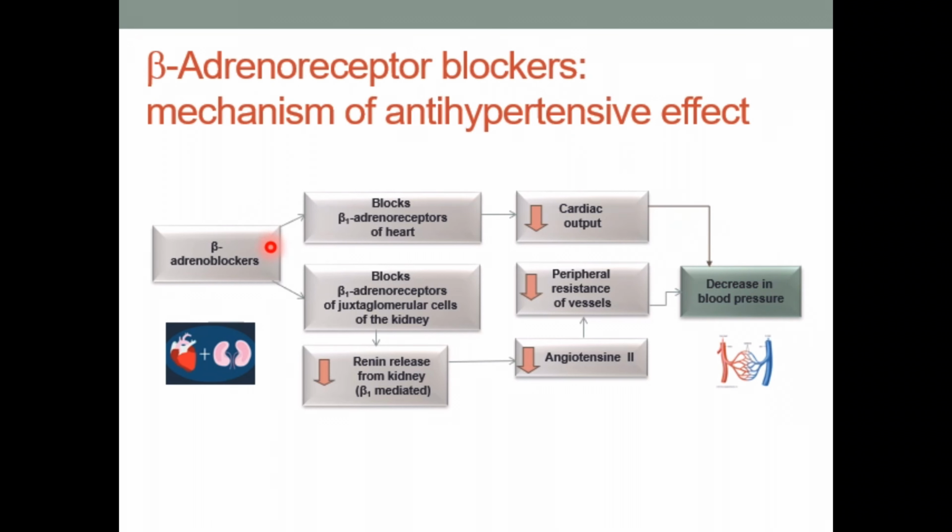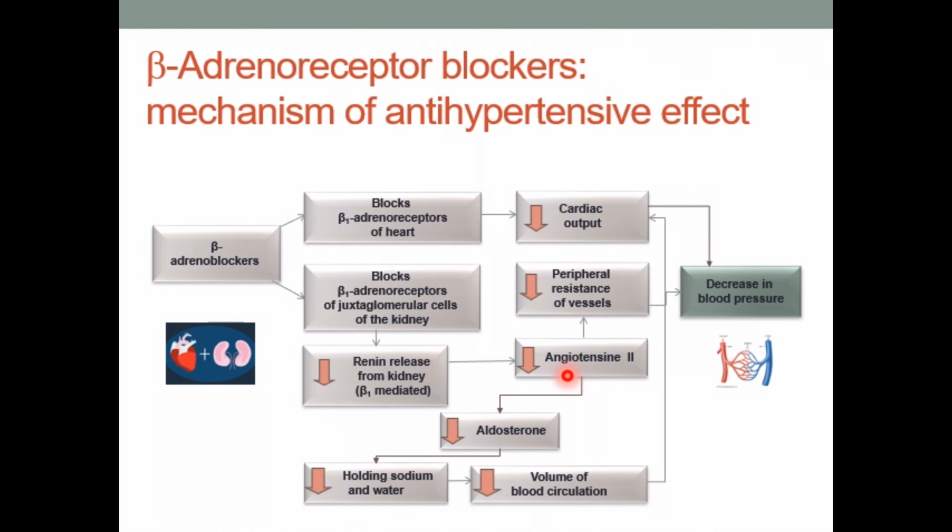Another way is through beta 1 in the JG cells of the kidney. So the beta blockers can block beta 1 in the JG cells, and this will reduce the renin release, and the reduced renin release will reduce the AT2, angiotensin 2, and AT2 is the one that is responsible for vasoconstriction. Therefore if you block the renin release, you block the AT2, you reduce the peripheral resistance of the vessels, the vasoconstriction of the vessels, and therefore you reduce the BP.